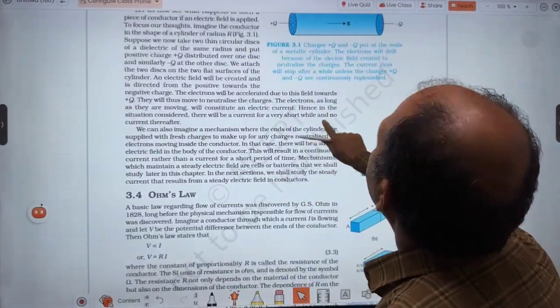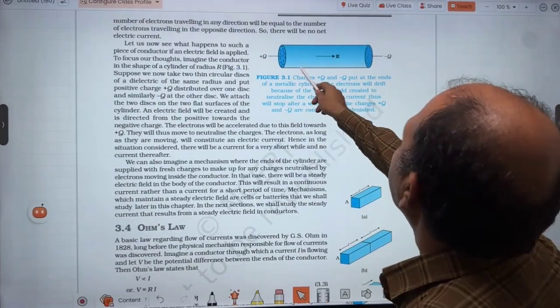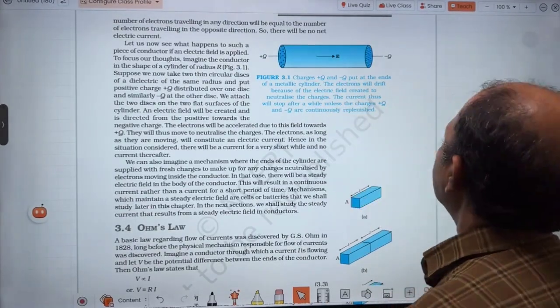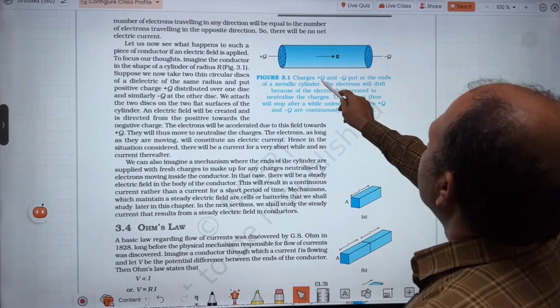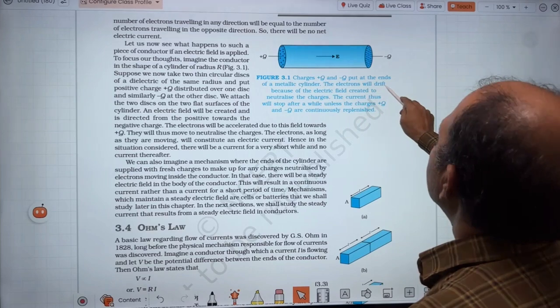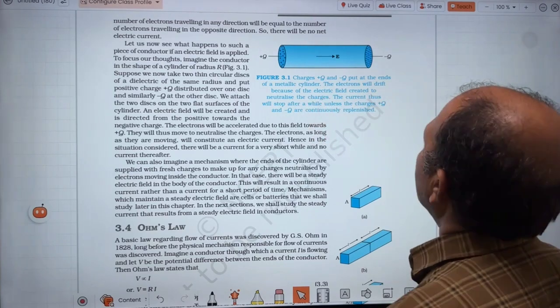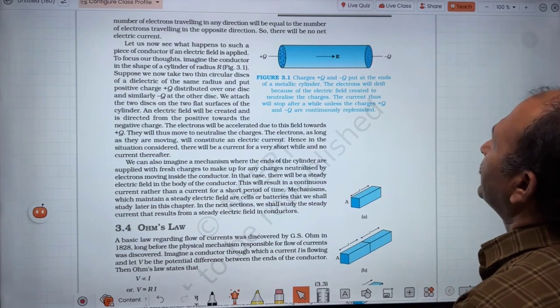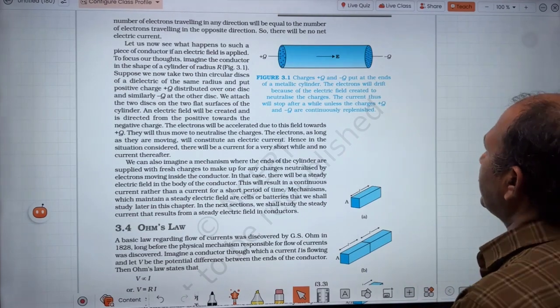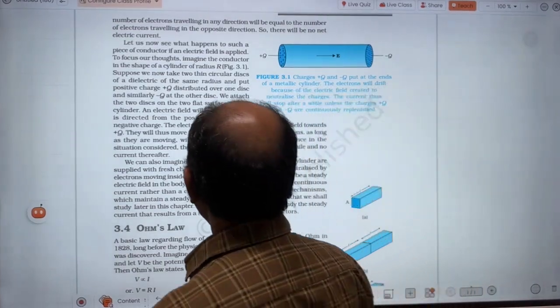Here a conductor is shown, electric field is applied. So what happens when there is an electric field? In that case, charge will move. Charge plus q and minus q put at the ends of a metallic cylinder. The electrons will drift because of the electric field created to neutralize the charges. The current thus will stop after a while unless the charges plus q and minus q are continuously replaced. So that is the basic concept.